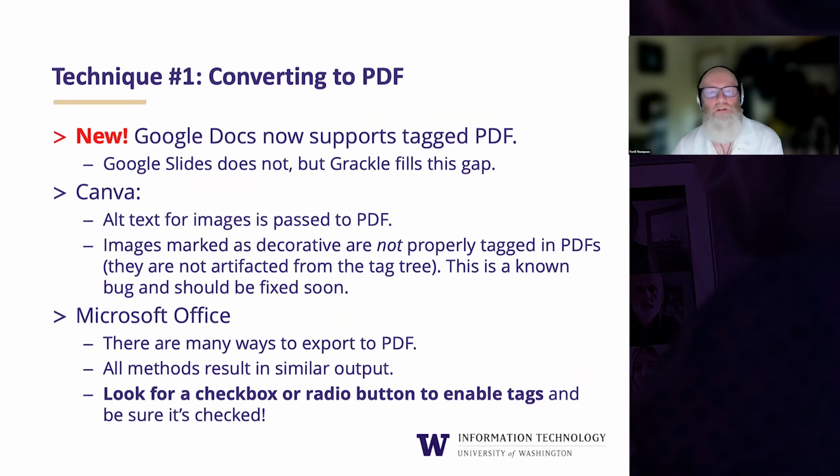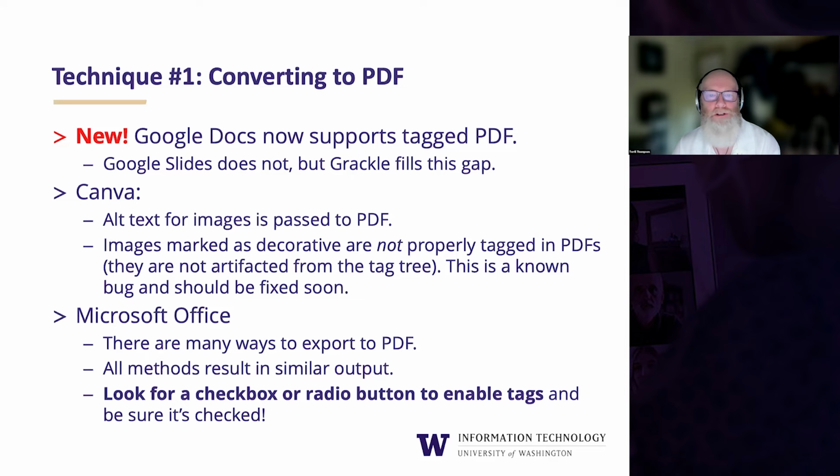Okay, so converting to PDF from any of these platforms, first of all, Google does now support tagged PDF. So this is a new development. Since the last time we gave this presentation, previously they did not, and the only way to get a tagged PDF was through Grackle. At the moment, it's only Google Docs, though. Google Slides still does not create a tagged PDF. You can save as PDF, but it's not a tagged PDF. So you've got to add the tags post export. But again, Grackle does fill that gap. So if you have access to Grackle, that could be a solution. Otherwise, you're going to have to do some work on your PDF after exporting from Google Docs.